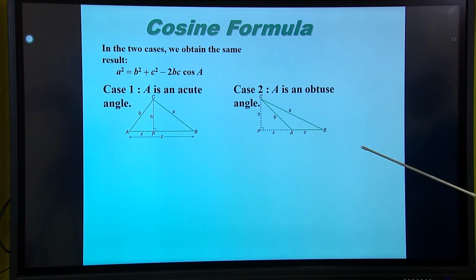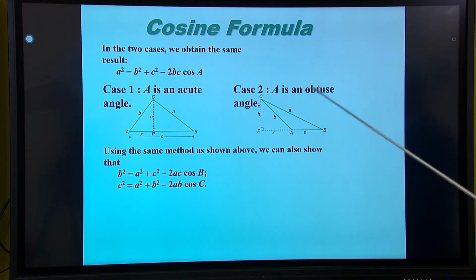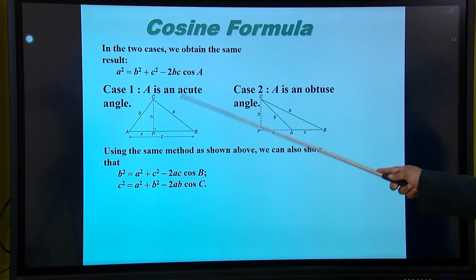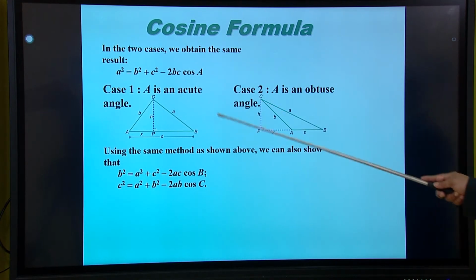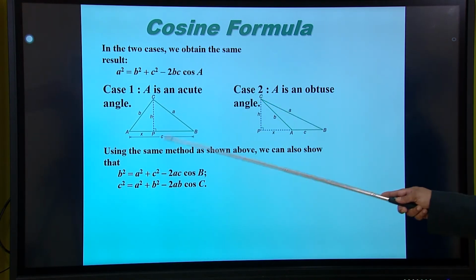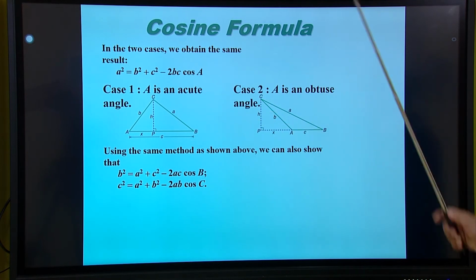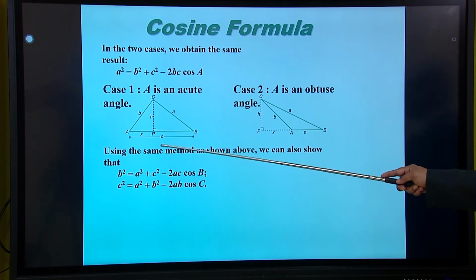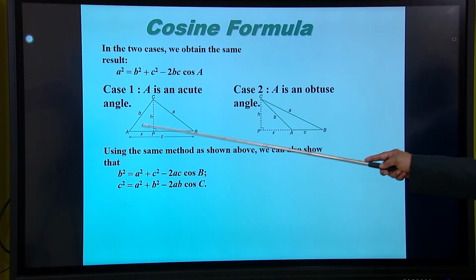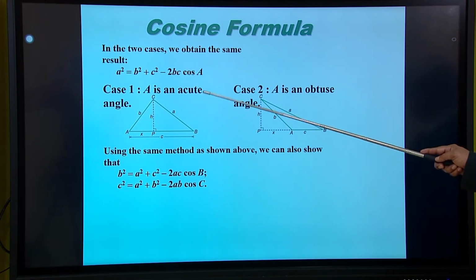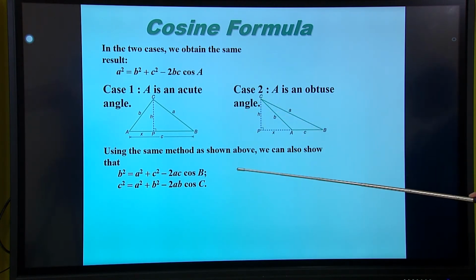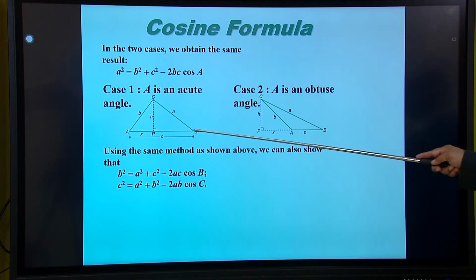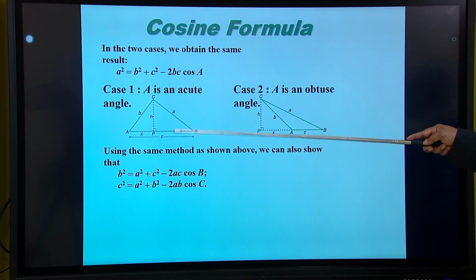When we look at the triangle, if you label your triangles, your angles and your sides should always be labeled opposite each other. So if I have angle A, the opposite side is side a. So if I'm looking for angle A, then the thing I am solving for is a squared. So it'll be a squared equals b squared plus c squared. If I'm looking at angle B, then the thing I'm looking for is b squared.